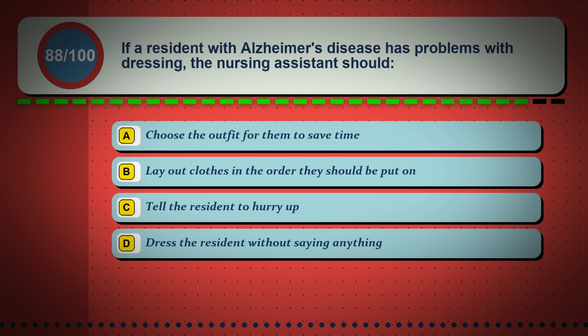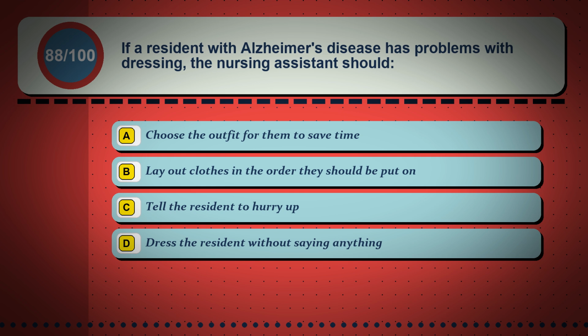Question 88. If a resident with Alzheimer's disease has problems with dressing, the nursing assistant should: Option A. Choose the outfit for them to save time. Option B. Lay out clothes in the order they should be put on. Option C. Tell the resident to hurry up. Option D. Dress the resident without saying anything.